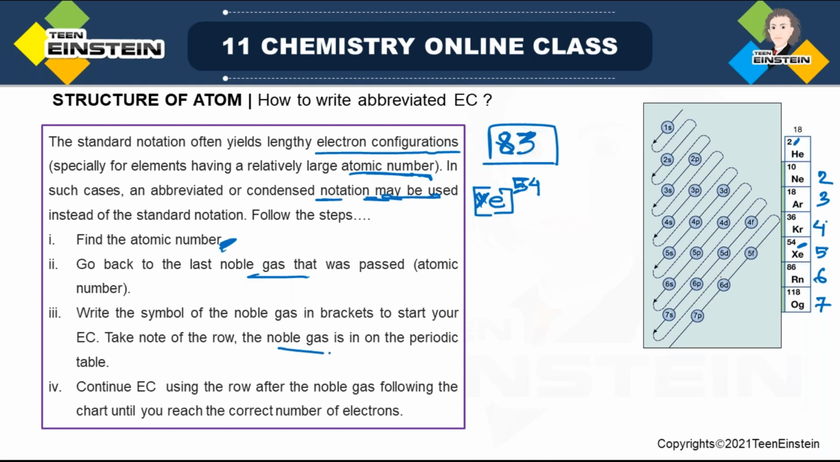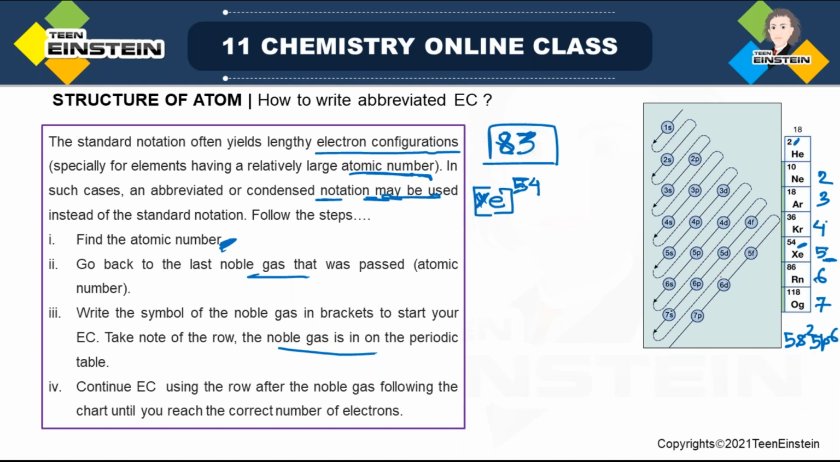Take note of the row in which the noble gas is present. Now, xenon is present in the fifth period. That means it ends with the 5s2, 5p6 configuration. So obviously the element that you have chosen will be in the next period, that is, it must be in the sixth period, because the fifth period is already complete in xenon.